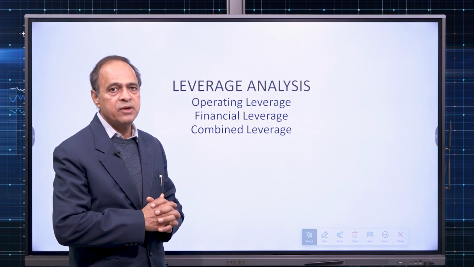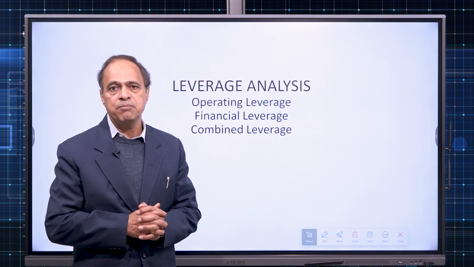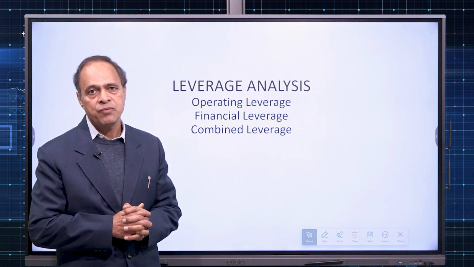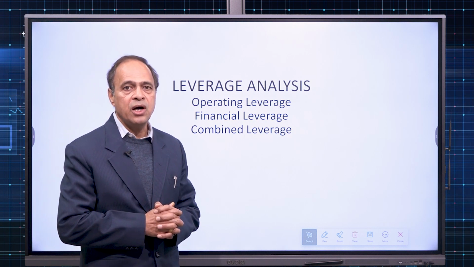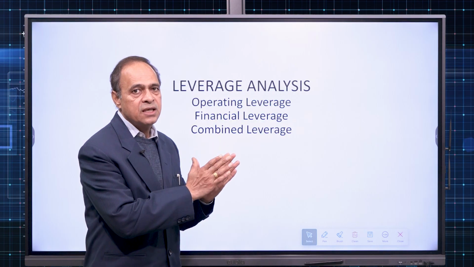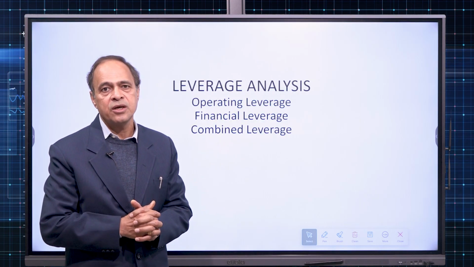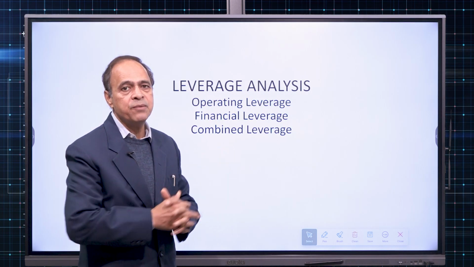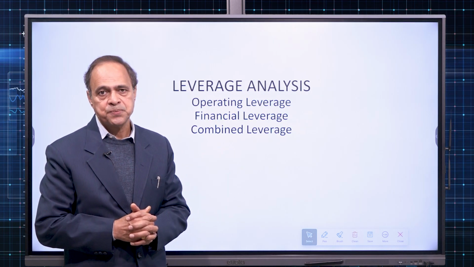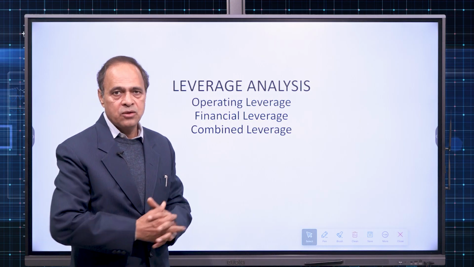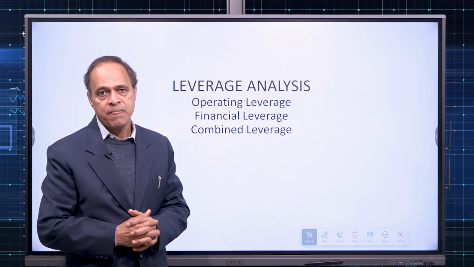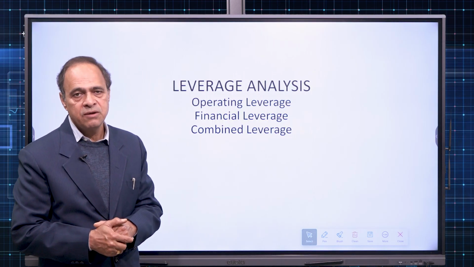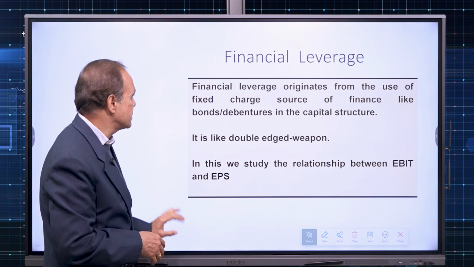So under operating leverage, we understood the relationship between sales and operating profit, that is EBIT. And we learned how changes in sales are correlated with the change in EBIT, or we can say how changes in EBIT are affected by change in sales volume. That is the role of operating leverage. But today we will learn about the rest of the two leverages, financial leverage and combined leverage.